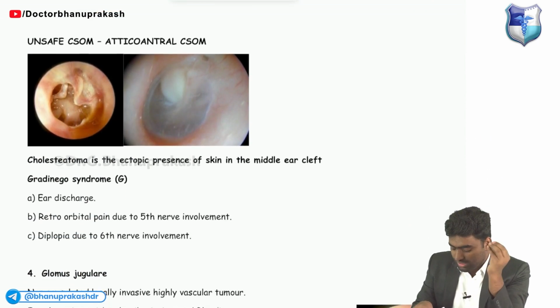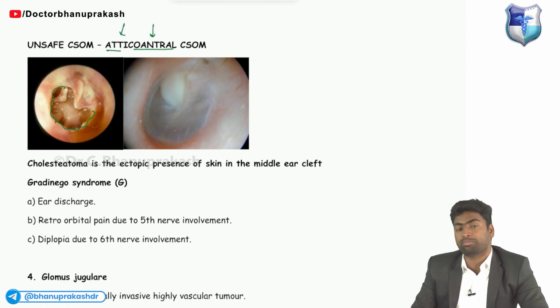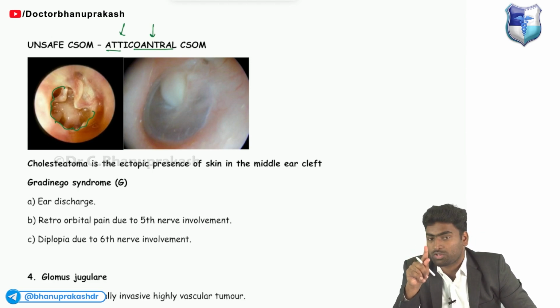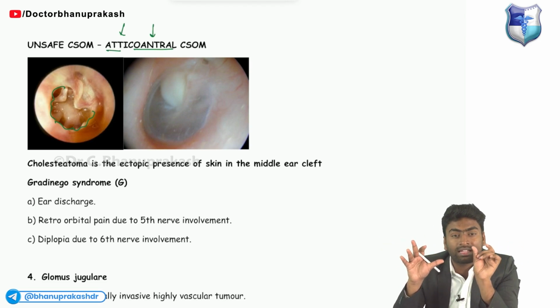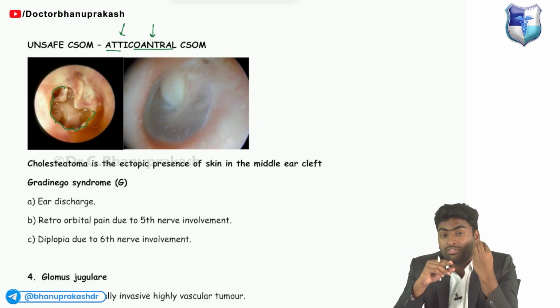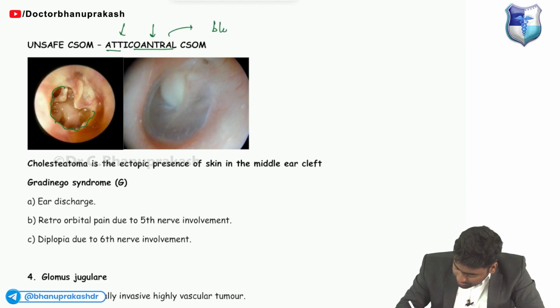Then in some cases, the perforation can reach up to the margins. This is known as the marginal type, which is also known as the atticoantral type of chronic suppurative otitis media. In the atticoantral type, remember, the opening is large but there will be small or scanty discharge, which will be foul smelling and blood tinged, the opposite of the tubotympanic type. Blood stain is present along with the foul smell.